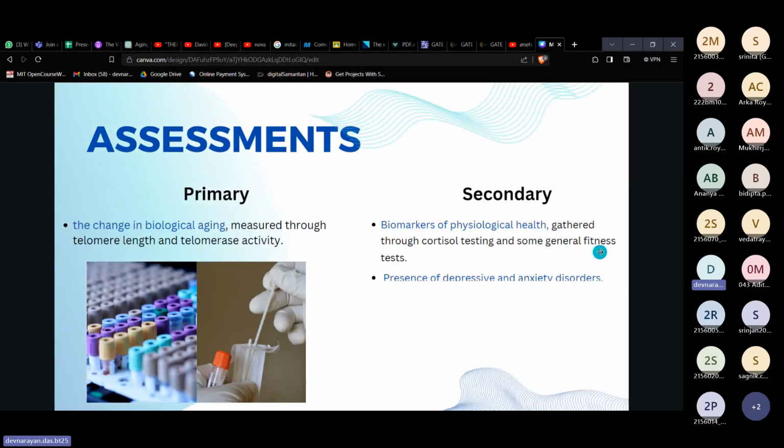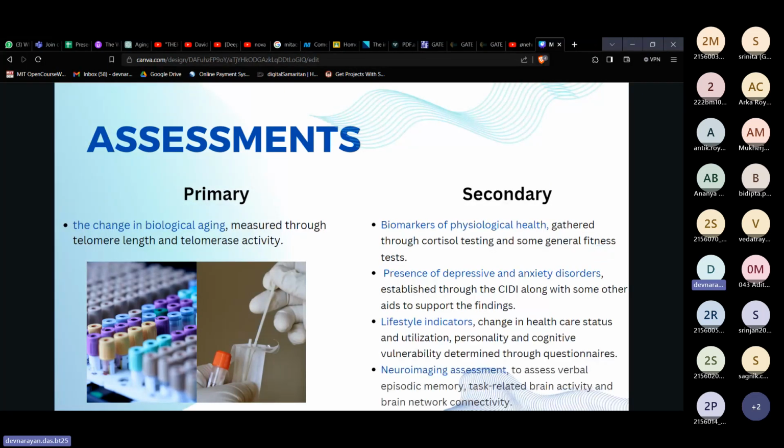Now, to assess the outcomes of the study conducted, various tests were done to check for signs that would help in making a firm opinion on the result. The primary outcome, of course, being the change in biological aging that was measured through telomere length and telomerase activity, which we know have direct relations with aging. On the other hand, secondary outcomes that were assessed during the study were biomarkers of physiological health, which are gathered through fasting blood samples, urine, and saliva samples that were taken at different time intervals.